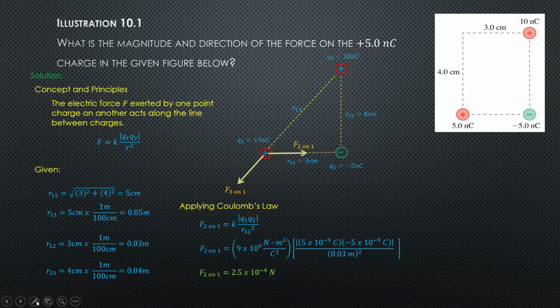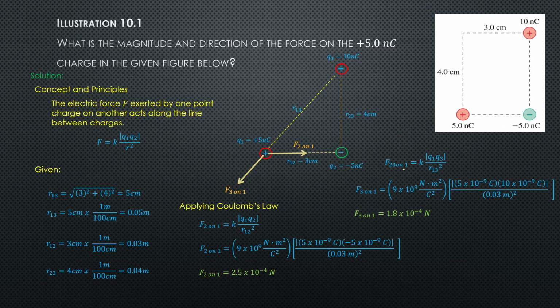Continuing, so similar procedure using Coulomb's law. That is F3 on 1, the force on charge 1 by charge 3. Oops, I forgot to remove the 2 here. So this is F3 on 1.